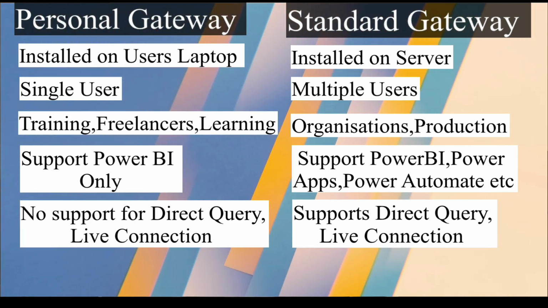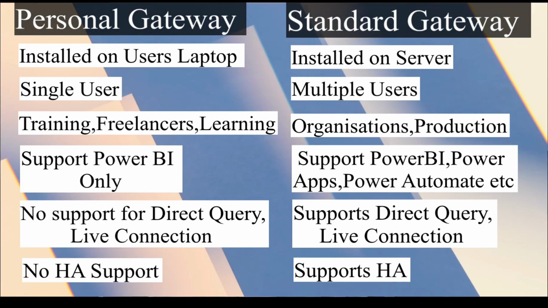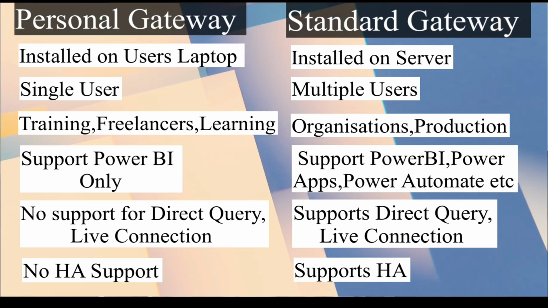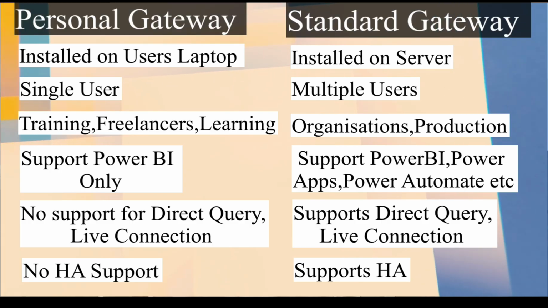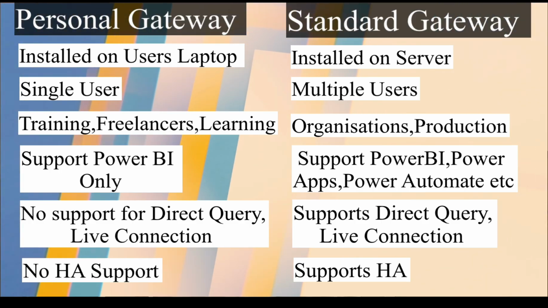The next point is high availability. High availability is not supported on personal gateway. That means even if you close the laptop or switch off your laptop, the scheduled data refresh will fail just because your laptop is switched off. But high availability is supported when it comes to standard gateway. What that means is, let's say you have implemented high availability, that means there are two different servers on which the Power BI standard gateway is installed. So even if one server goes down, the second server will make sure that the data refresh is working fine.